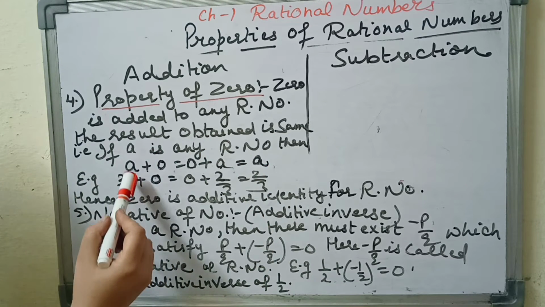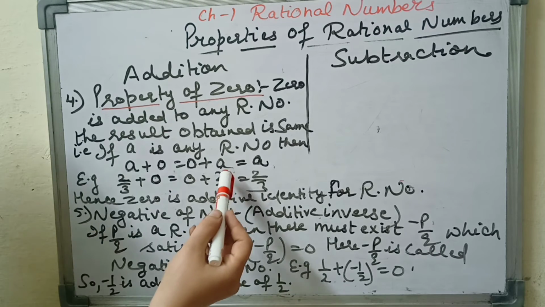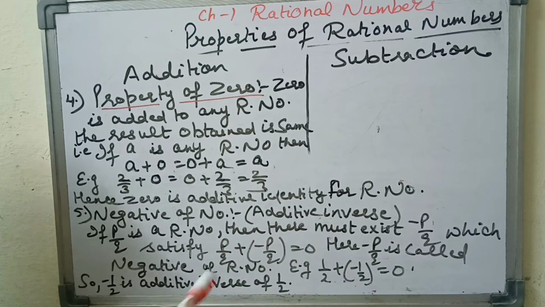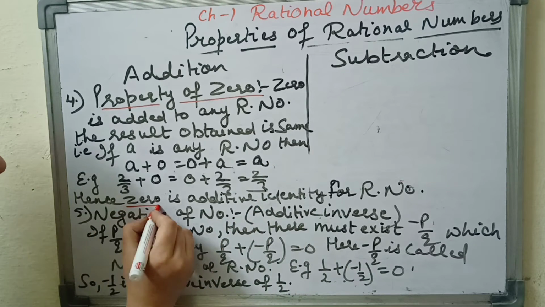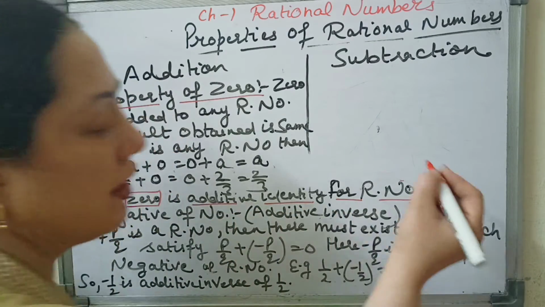For example, 2 over 3. When 2 over 3 is added to 0 or 0 is added to 2 over 3, everybody knows the answer is the same, that is 2 over 3. So, 0 is called the additive identity for a rational number.